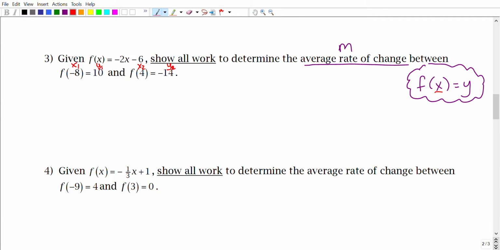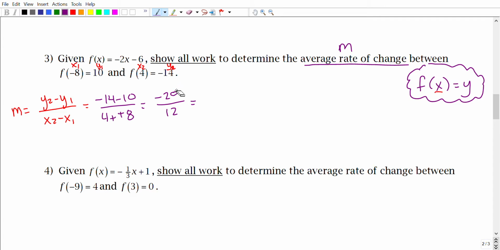So let's go ahead and use our slope equation, y2 minus y1 over x2 minus x1. Let's just substitute our values in now. So what do we get? We get negative 14 minus 10 over 4 minus a negative 8. So what is that? That's a negative 28. This turns into a positive, so it's a positive 12. I'm sorry, not 28, 24. Sorry about that, moved a little quick there. And so we get a negative 2 for my slope. This is our final answer here, okay?